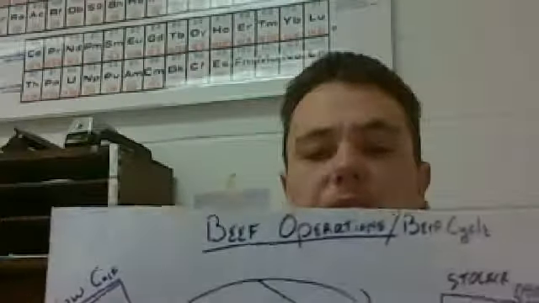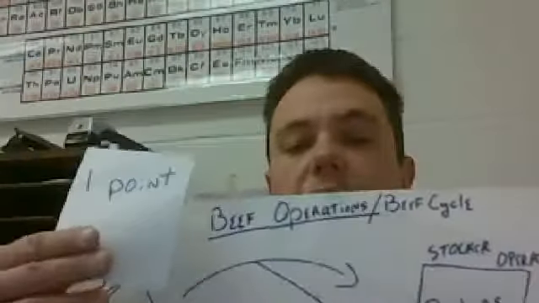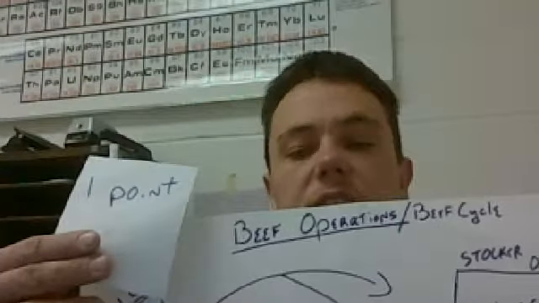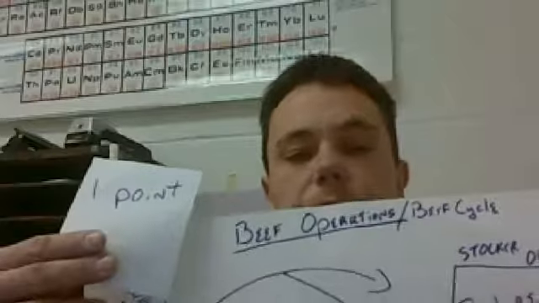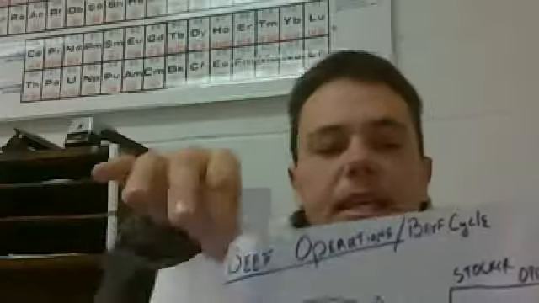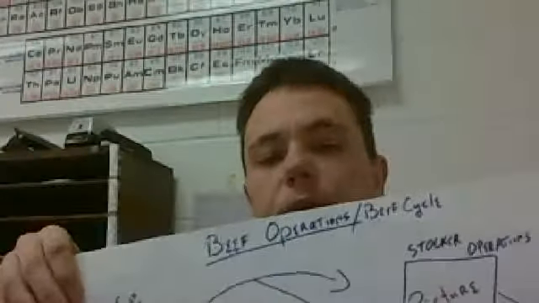Today's assignment is a 10-point assignment where you will make this beef poster. The first thing you're going to do is title it. For 1 point, you need to have a title that says Beef Operations / Beef Cycle. This title indicates what your poster is going to be about.